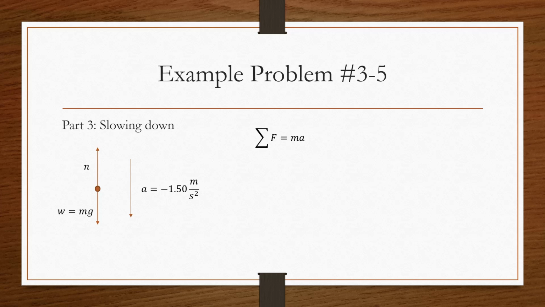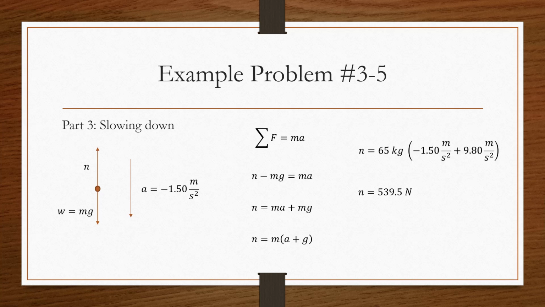force. I can actually do the exact same steps that I did before. F equals ma. Normal force minus weight equals ma, so ma plus mg equals the normal force, which equals m times (a plus g). Plug it all in, and I get 539.5 newtons.